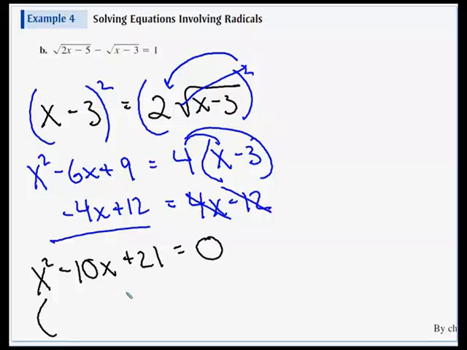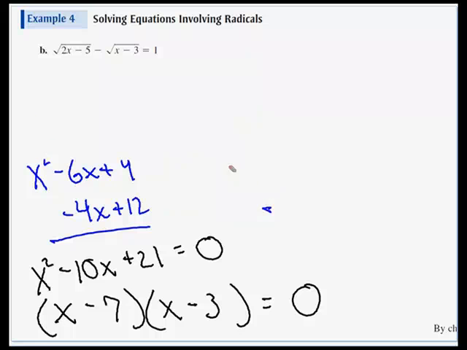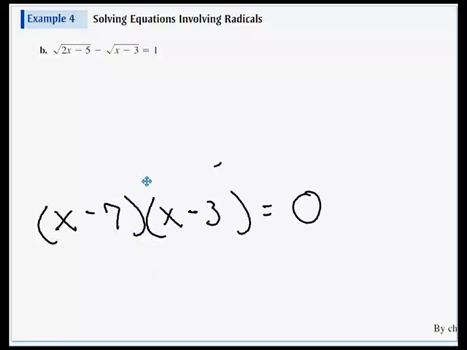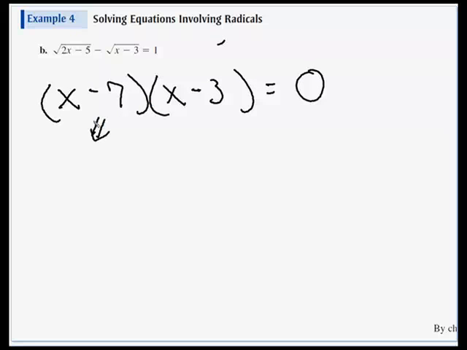And then that left side is factorable. The two factors, of course, we're going to have x and x. The factors of positive 21 that add up to minus 10 are going to be a minus 7 and a minus 3. Now we set each of those factors independently equal to 0. So here, x minus 7 equals 0 means x is going to equal positive 7. And here, x minus 3 equals 0 will mean x equals positive 3. So we have our two possible answers, 3 and 7.